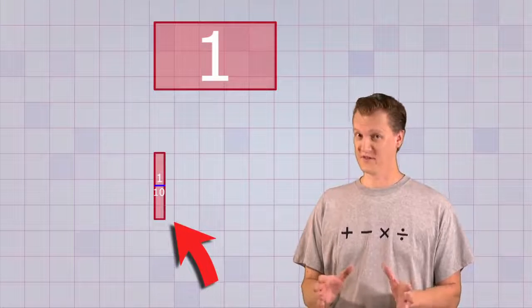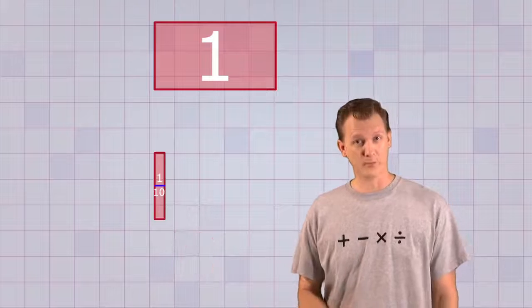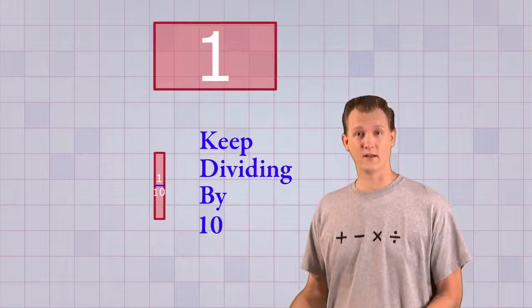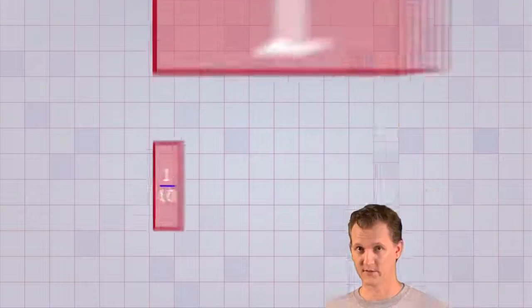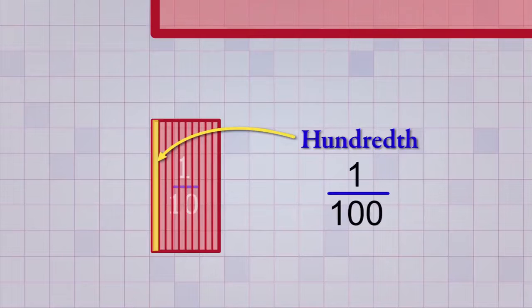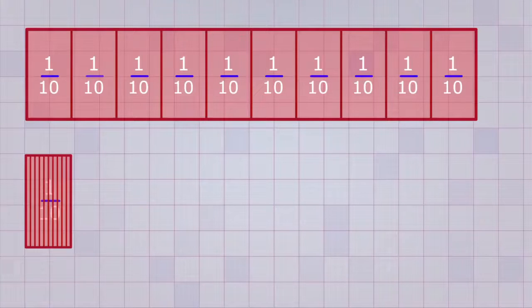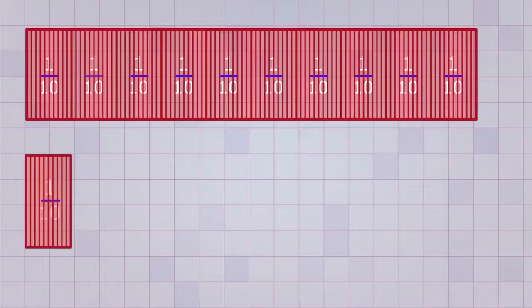A 10th is a small number. But we can get even smaller building blocks if we keep dividing by 10. So let's take 1/10 and divide it into 10 equal parts. This even smaller fraction is called a hundredth, which is 1 out of 100. And since it's 1 over 100, it would take 100 of them to equal 1. We can see this by taking all 10 of our tenths and dividing each of them into 10 parts. Now if we count up all of those smaller parts, we'll find that there are 100 of them.